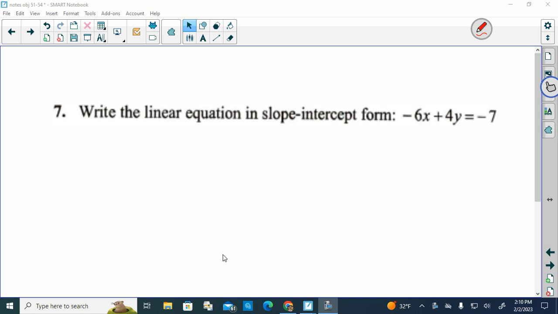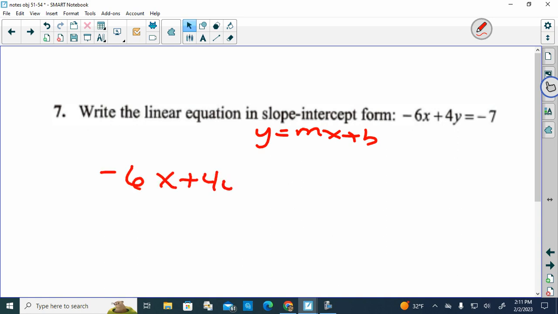Okay, so it says write the linear equation in slope-intercept form, and it's negative 6x plus 4y equals negative 7. So that's not slope-intercept form, that's standard form. All we're doing is rewriting it so it's in this format. Okay, so that's how they want it.